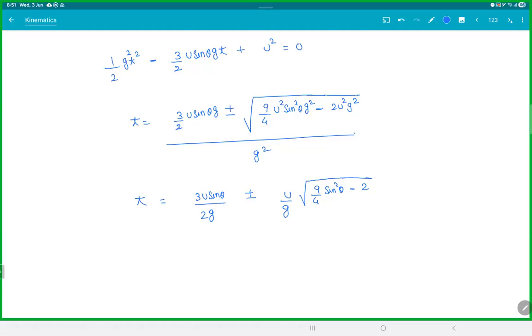And you can also see something interesting here. If you look at this discriminant, 9 by 4 sine square theta minus 2, if it is less than 0, that is, if sine theta is less than root over 8 by 9, then r bar is never perpendicular to v bar.